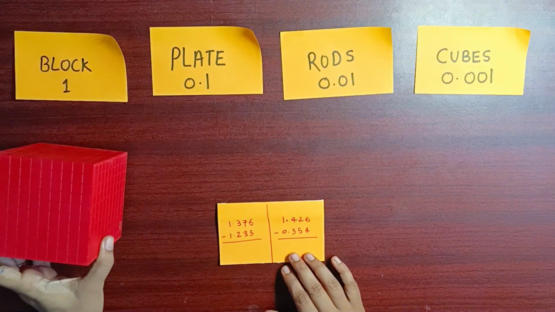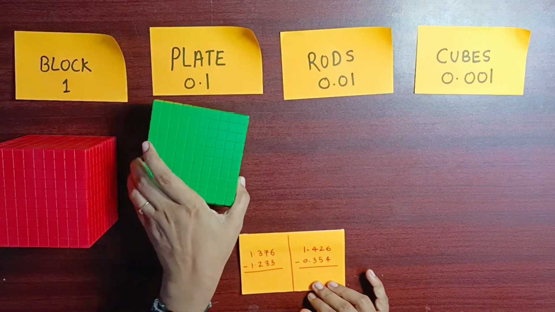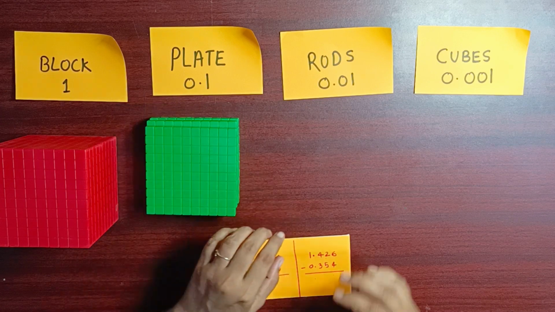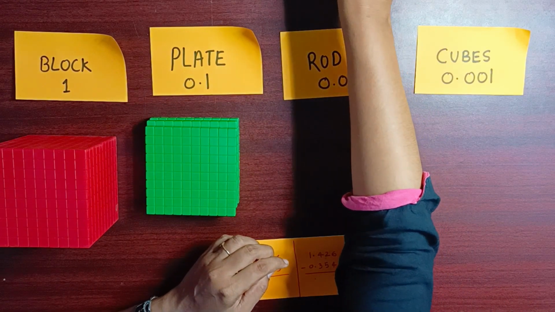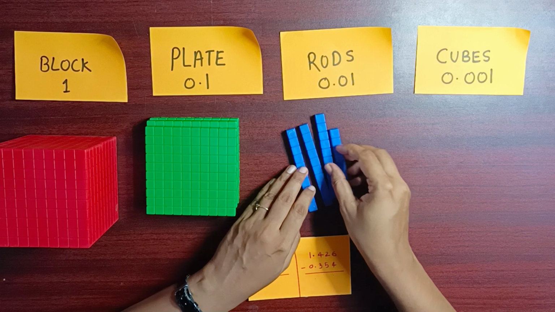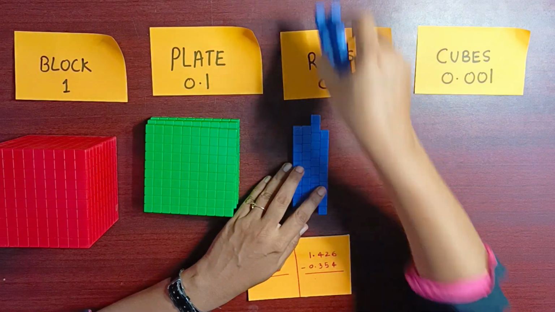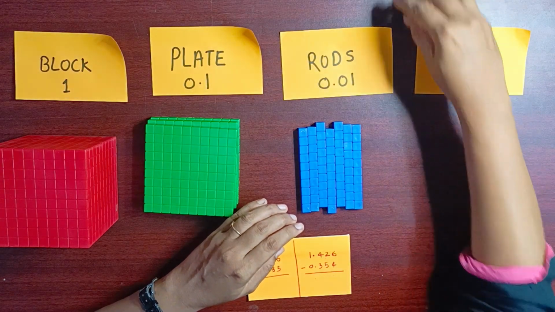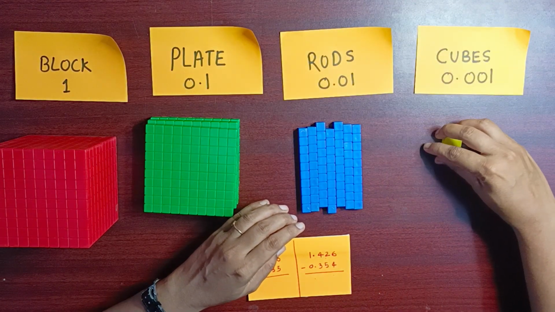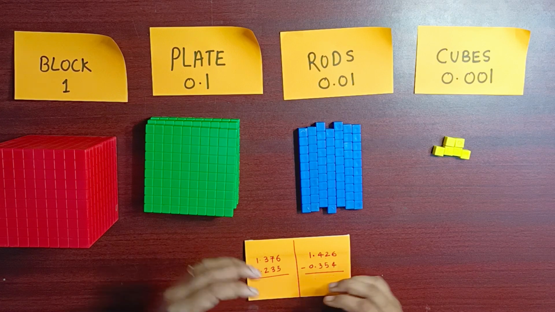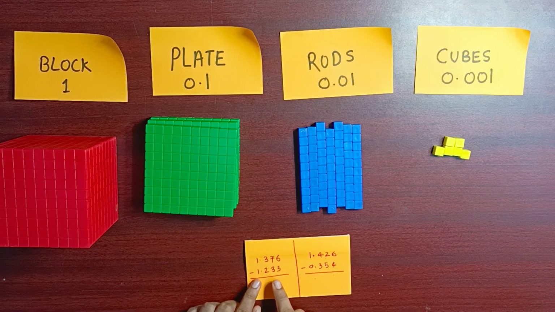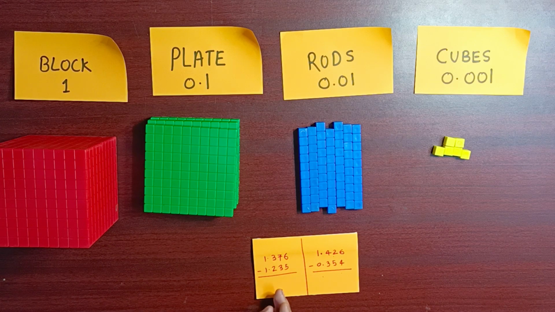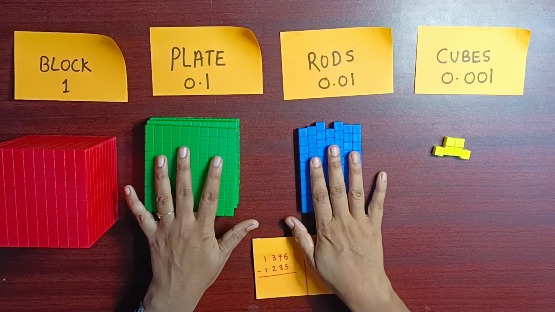So keeping that in mind, let's form the first number 1.367. That means one block, three plates, 1, 2, 3, I will just stack them together, 6 rods and 7 cubes. And now since we are subtracting, we won't try to form another number, but we will simply try to take away these many cubes, rods, plates and blocks from the existing number.